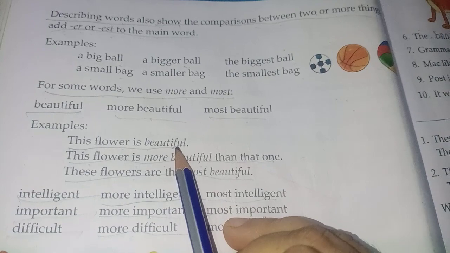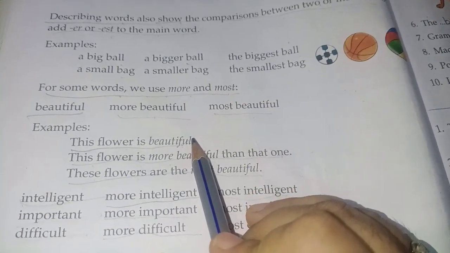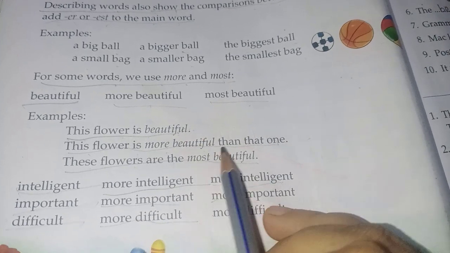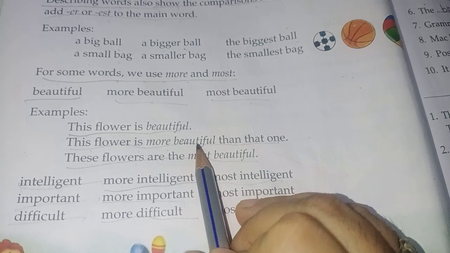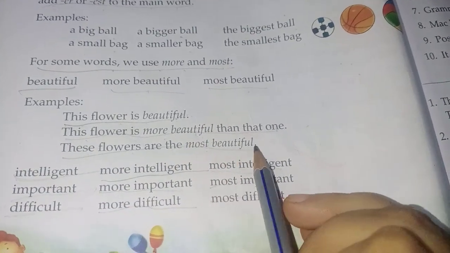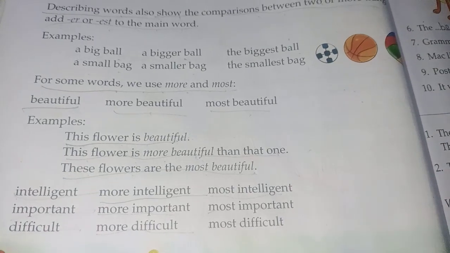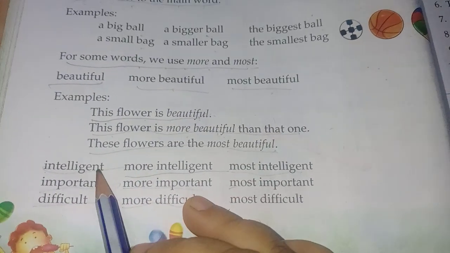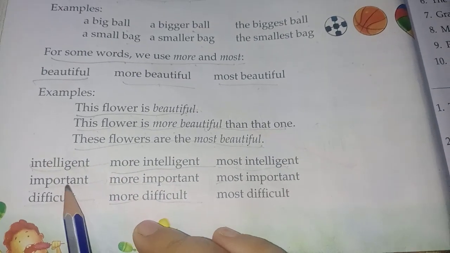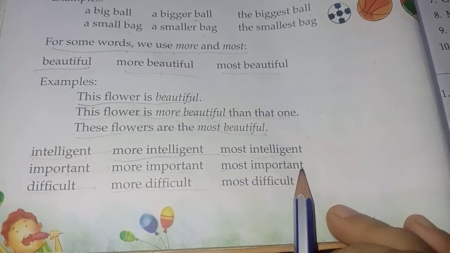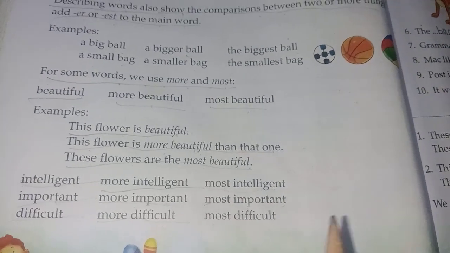Now here in the first sentence, beautiful is only a describing word. It is not used for comparison. Next one, more beautiful. It is used for comparison between two things. Most beautiful. It is used for comparison between more than two things. In the same way, intelligent, more intelligent, most intelligent. Important, more important, most important. Difficult, more difficult, most difficult.